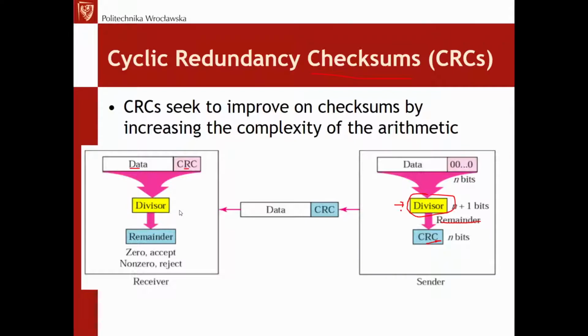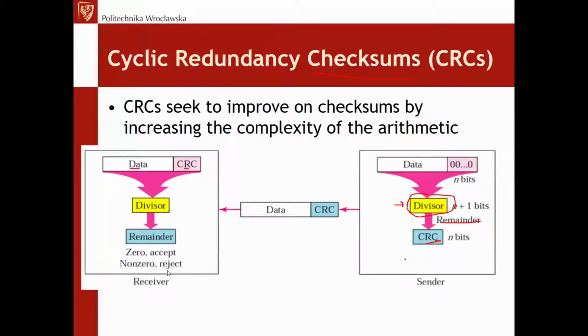That's the disadvantage. We have to make a division by a polynomial, not even by a number. While in the first method that I showed you, the simple checksum, we are just adding bytes or words of information to each other. So this is the difference between those two methods.